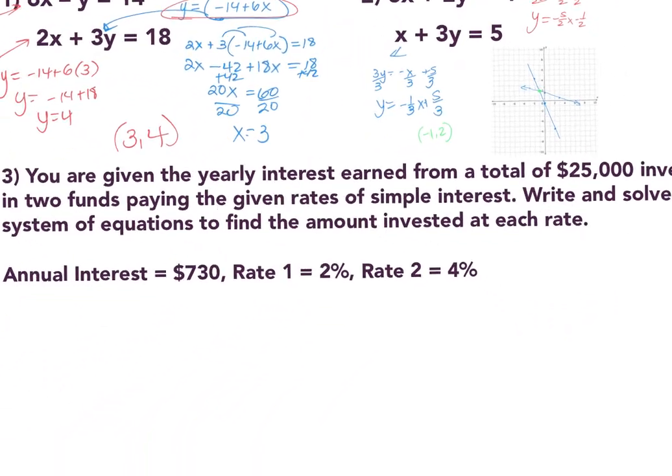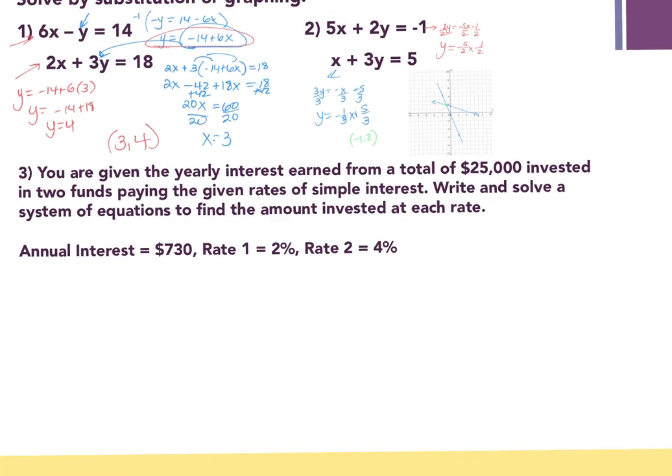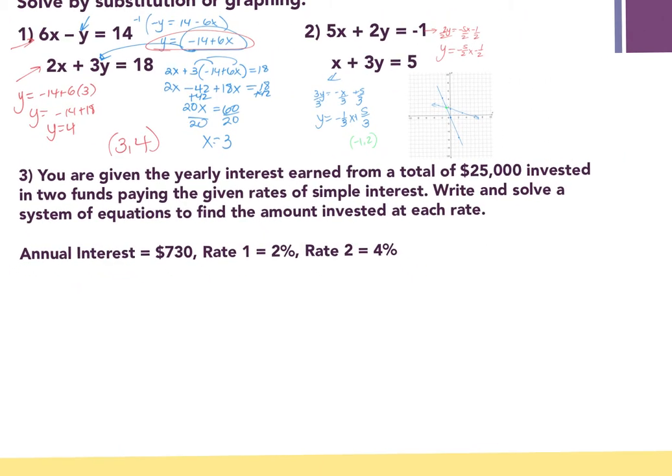All right, then the word problem says you're given the yearly interest earned from a total of $25,000 invested in 2 funds paying the given rates of simple interest. Write and solve the systems of equation to find the amount invested in each rate. So I've got my x, which would be rate 1, and my y, which is rate 2. The total investment is $25,000, so x plus y equals $25,000. And then the interest earned on them is 0.02 for the x, 0.04 for the y.